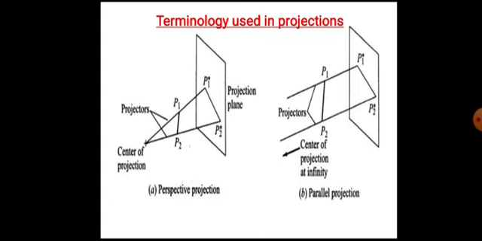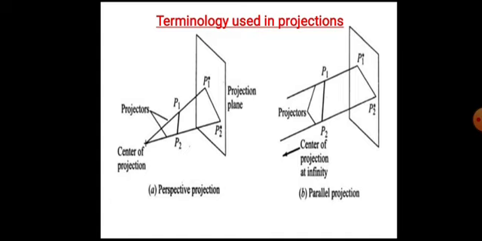First of all, here we discuss terminology. The first one is center of projection. Center of projection is a viewpoint from where all the projection rays start. Next one is projectors. The projectors are the projection rays used for obtaining the projection of an object.